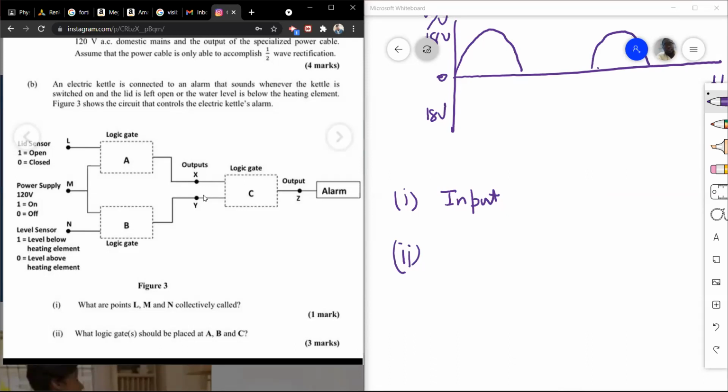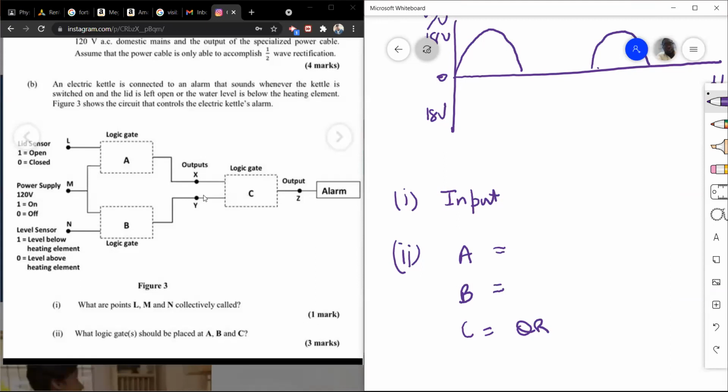Yes, sir. Yeah. Right, so let's go. We have A, we have B, and we have C. We want an OR gate at C. Why is it that we want an OR gate? Because we want it to sound if the lid is left open or if the sensor is too low. Something like that, right? Yeah. All right, what gate would we want at A? And what gate would we want at B?